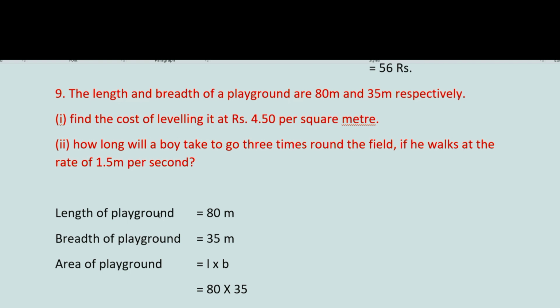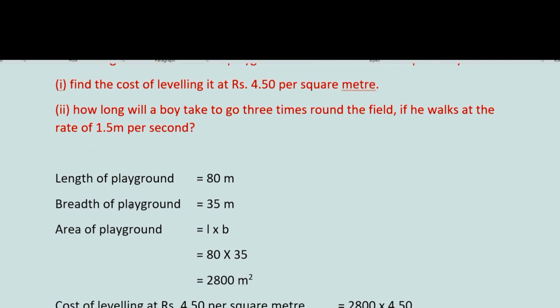So in this case you have to level the entire playground. For that you have to find the area of the playground. The area of the rectangle is a simple formula, L into B. Length is 80 meter, breadth is 35 meter. When you multiply it, you are getting 2800 meter square. That is the area of the playground.